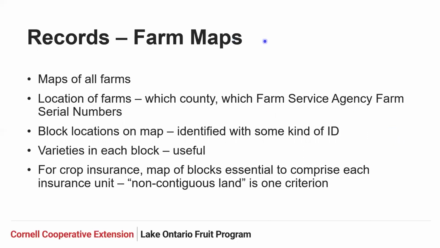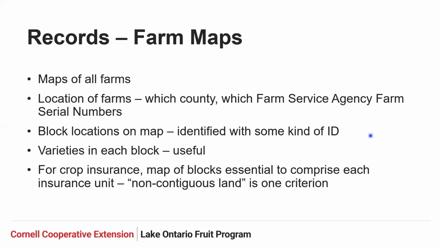Farm map records. Maps of all farms. These can be simple hand-drawn maps. You can work with the insurance agent later to create digital maps and measure acreages for units. Location of farms. Which county is the farm in? Which Farm Service Agency farm serial number applies to it? Again, you can work with the agent to determine farm serial numbers.